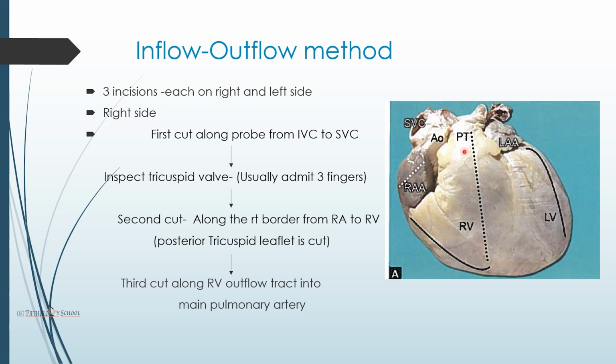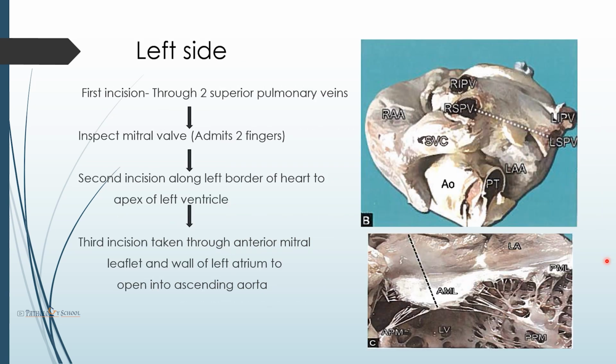On the left side, the same three incisions are also given. The first incision is through the two superior pulmonary veins. After giving the incision, inspect the mitral valve, which usually admits 2 fingers. The second incision is given along the left border of the heart to the apex of the left ventricle. The third incision is given through the anterior mitral leaflet and wall of the left atrium, and it opens into the ascending aorta.